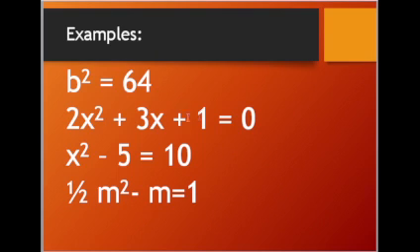Okay, take note of these given quadratic equations. We have b squared is equal to 64. 2x squared plus 3x plus 1 equals 0. We have x squared minus 5 equals 10. And we have 1/2 m squared minus m is equal to 1.